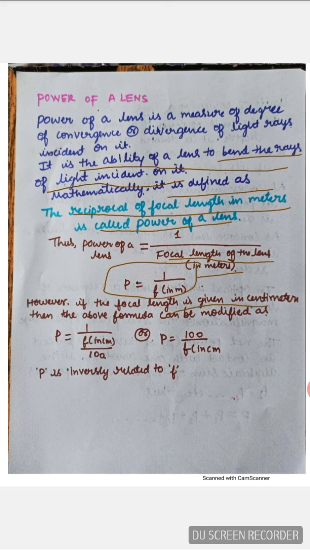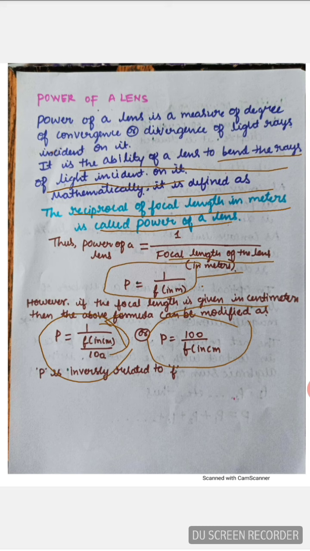Centi means 10 power minus 2. If we take it down, it will become 10 square, which means 100. Okay, so P is equal to 1 divided by F whole divided by 100, with F in centimeters. Or if you send this 100 to the numerator, P will become 100 divided by F in centimeters. That is, P is inversely related to F.